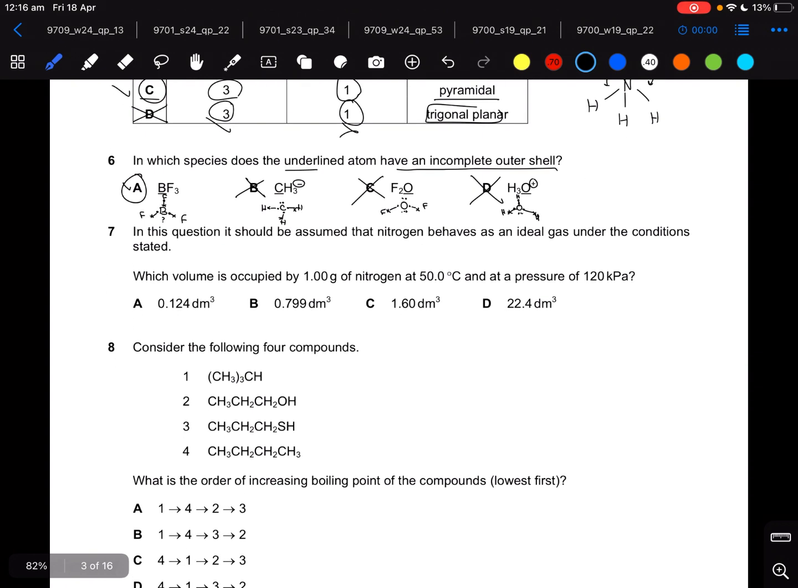And if you know anything about incomplete outer shells, you know BF3 is like the best example for that, so you might have even known that before checking each option.